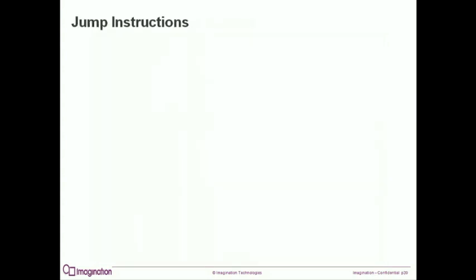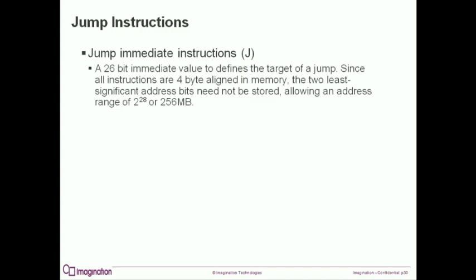Let's talk about jump instructions. There are three types of jump instructions. Jump immediate will jump to an absolute address within the current 256 megabyte PC region. You supply the instruction with a 26-bit immediate value. This value is the target of the jump shifted to the right by 2.